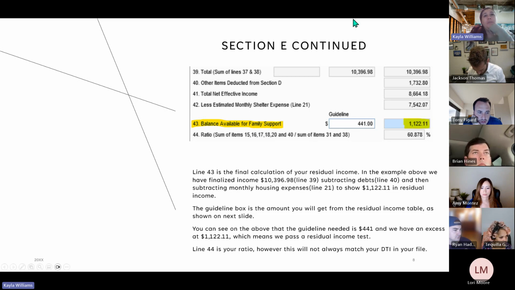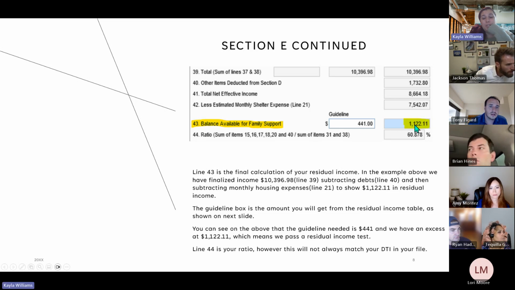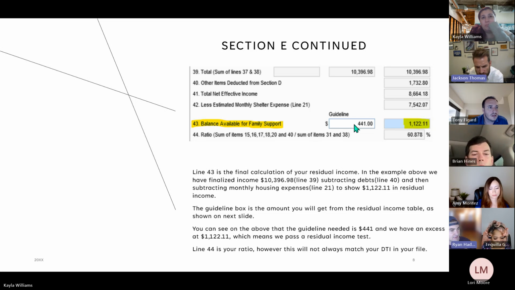Okay, so this shows that we passed the residual income test. How do you know you passed it? The guideline is less than what your residual income is. Okay, so as long as the guideline is less, it's below, then you're good.